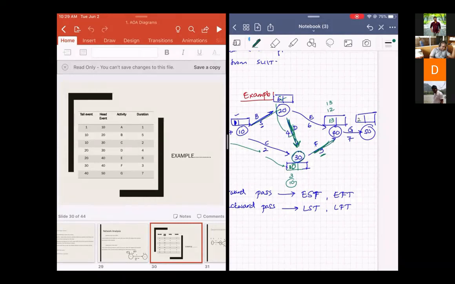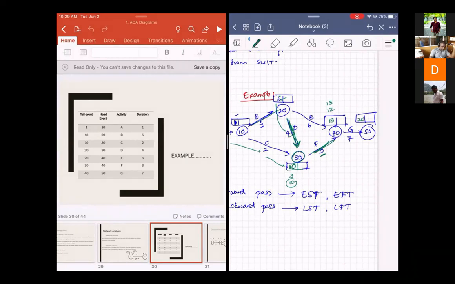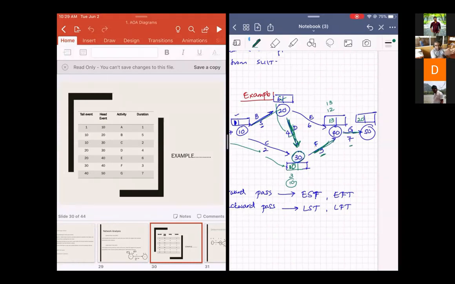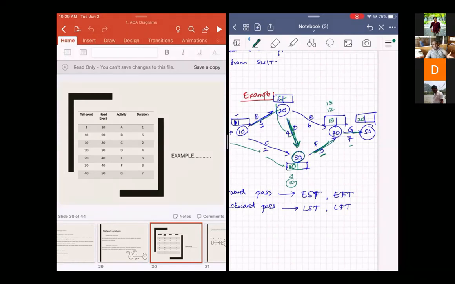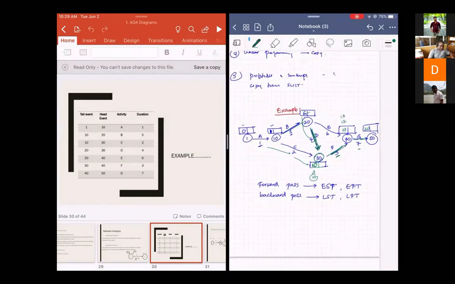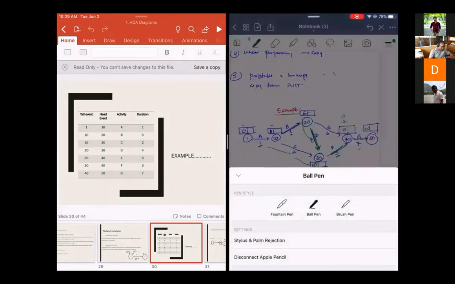13 plus 7, here 20. 13 is the earliest possible time that this can start. Earliest possible time. The duration is 7. By the end of 13th day, you can start. The duration is 7. It can be ended by the 20th day. Right? Since the value here is 20, check whether I'm correct or not.